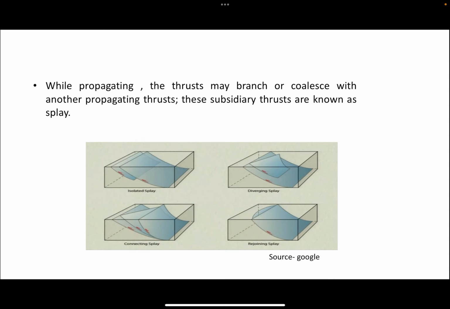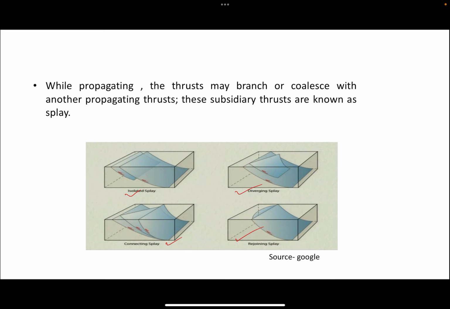Now let's discuss a different type of splay. So we have a propagating thrust branch coalescing with another propagating thrust subsidiary. They are isolated, diverging, connecting, and rejoining. Then there are two faults that meet along a bench line, and they meet. I will show you the ground surface as seen, and the ground surface that we see from erosion after the movement of the fault contact. So there is always an interaction between two faults. This is known as the lattice fault. Now a subsidiary is a branch of fault from the main thrust.